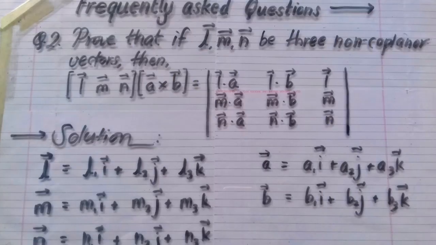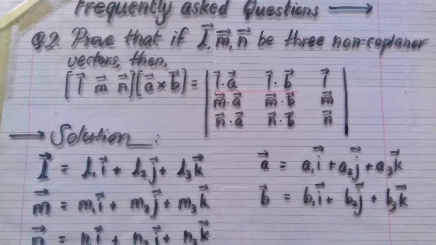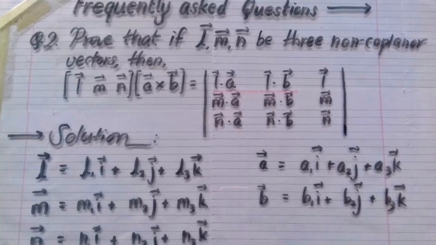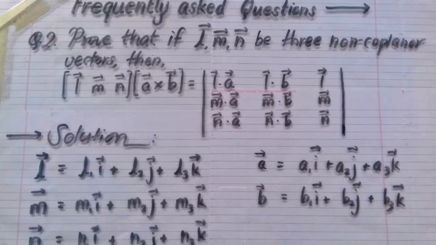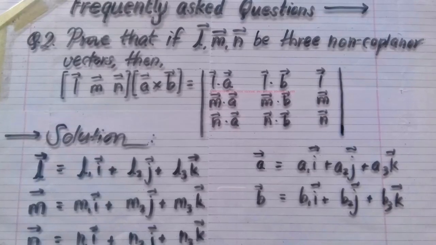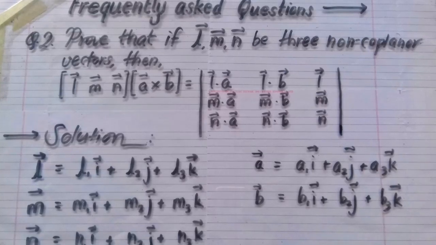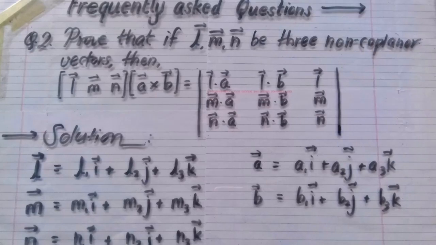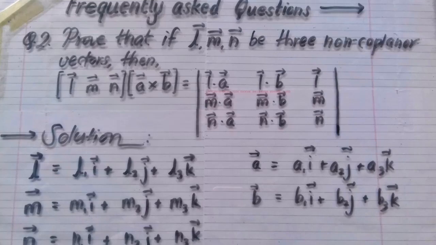First of all, we are expressing vectors L, M, N, A and B in terms of three mutually perpendicular unit vectors. They are vector I, vector J and vector K. So vector L can be written as L1 I plus L2 J plus L3 K. Vector M can be written as M1 I plus M2 J plus M3 K, and so on.